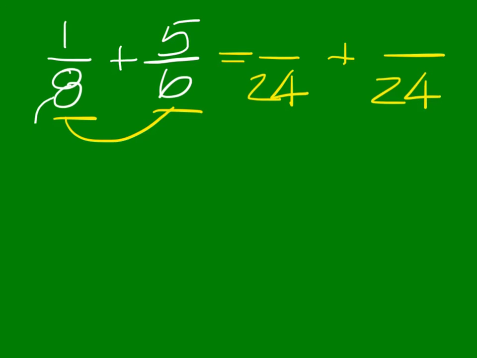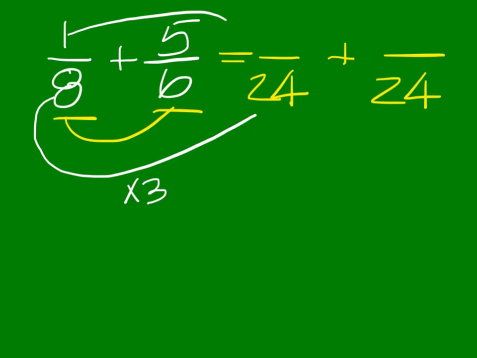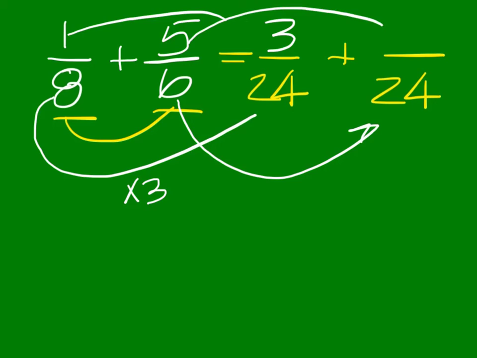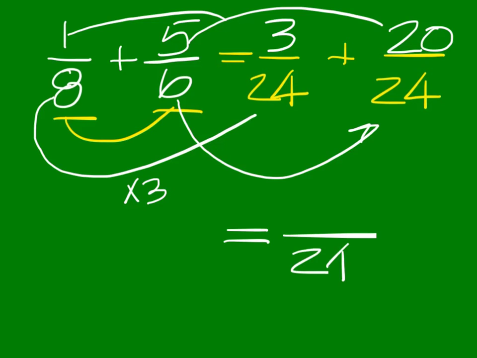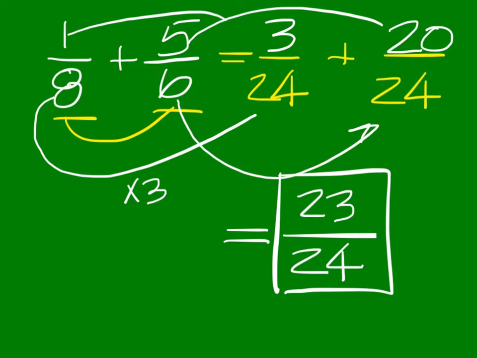So what did I have to multiply 8 by in order to get a 24? 3, yeah, so I had to multiply by 3. What you do on the bottom, you do on the top. So multiply the 1 by 3 to get what? 3. What would I multiply 6 by to get 24? 4. So multiply this 5 by 4 to get 20. And now once you have those numbers, you can add the tops together. 3 plus 20 is 23, and your answer would be 23 over 24.